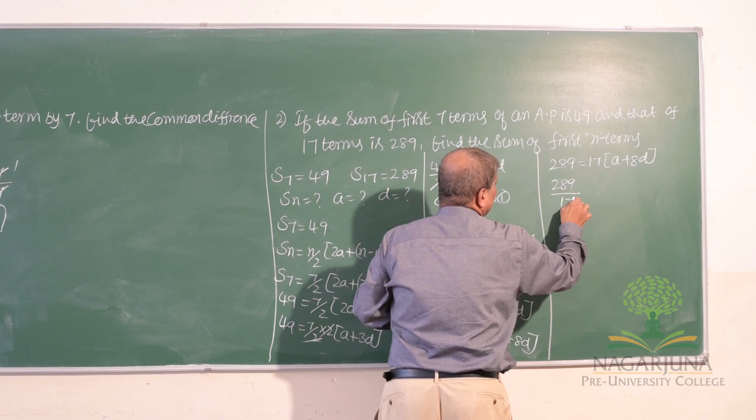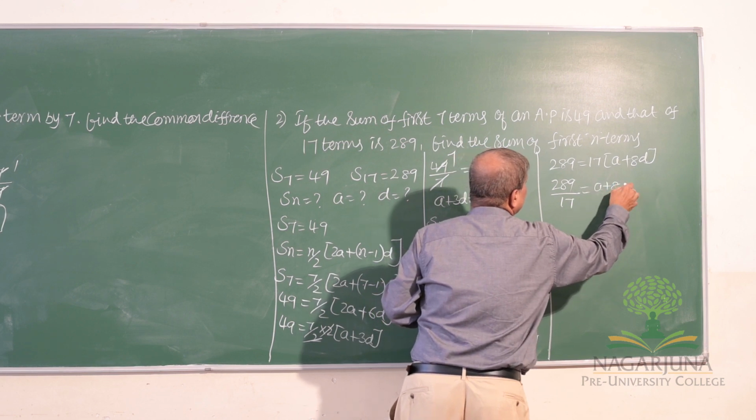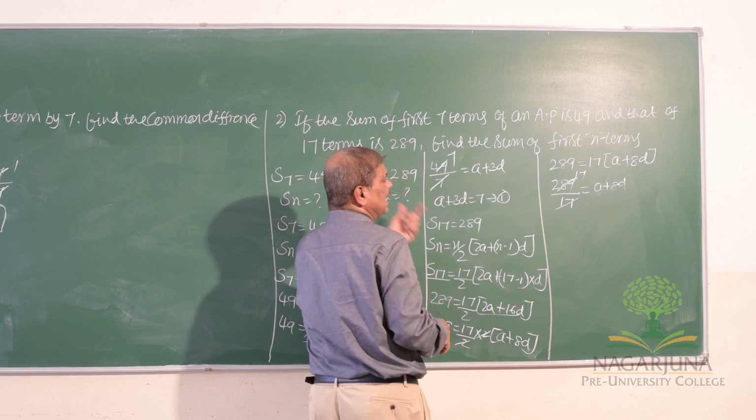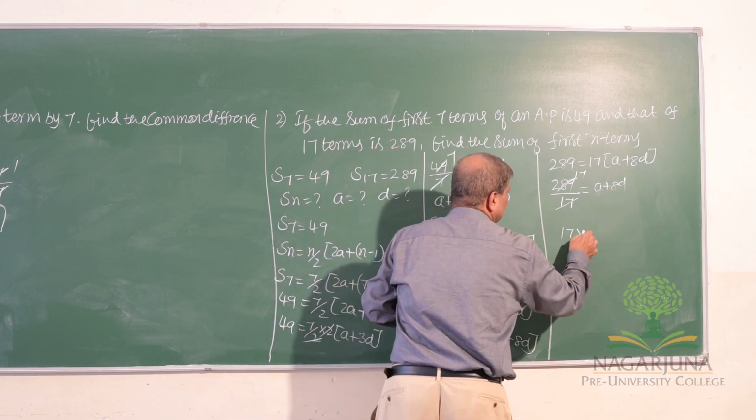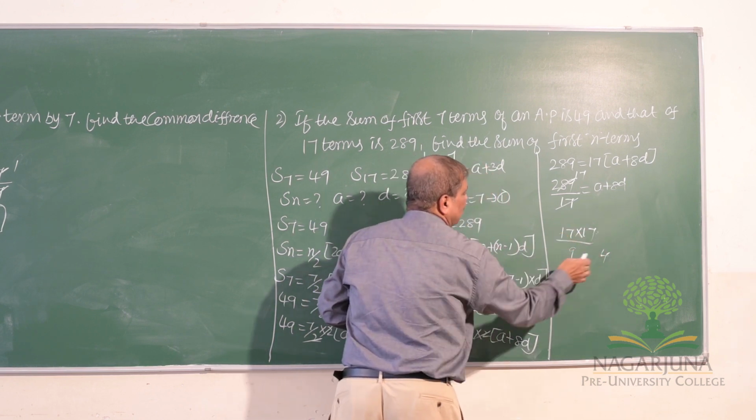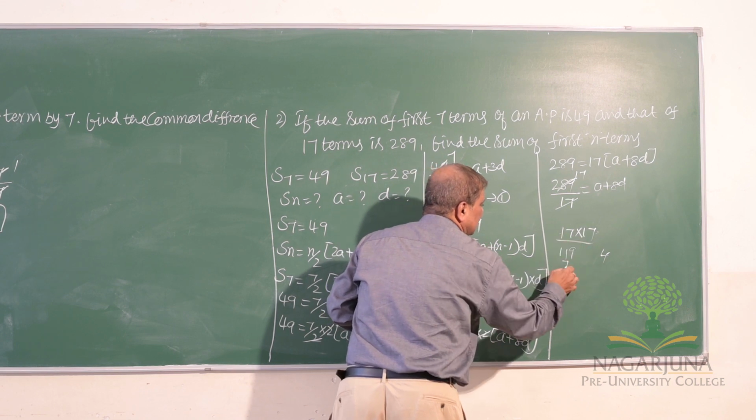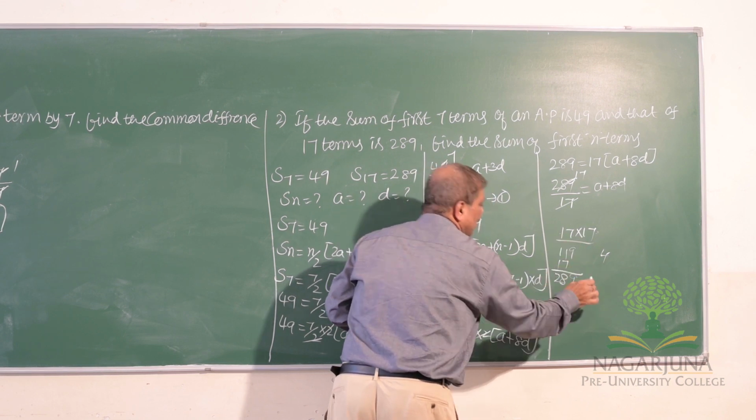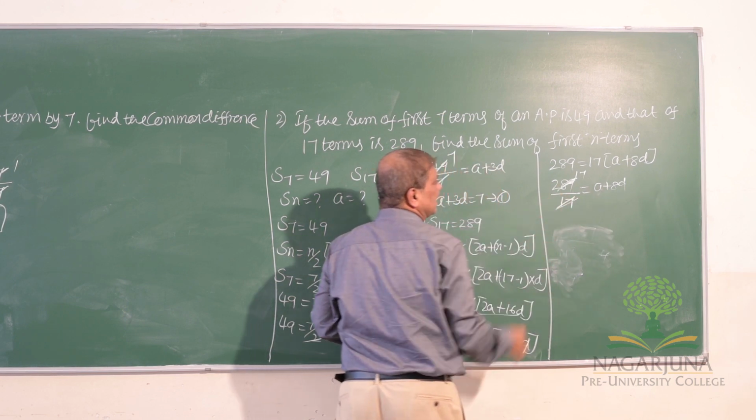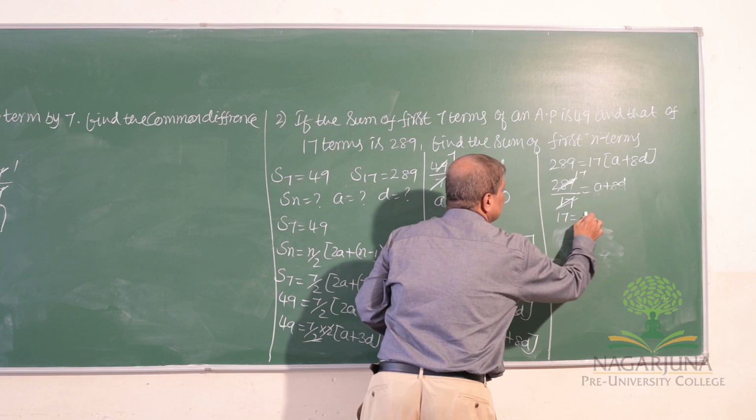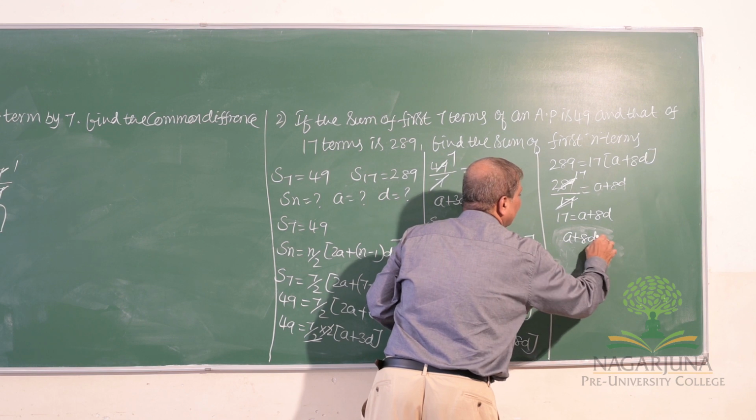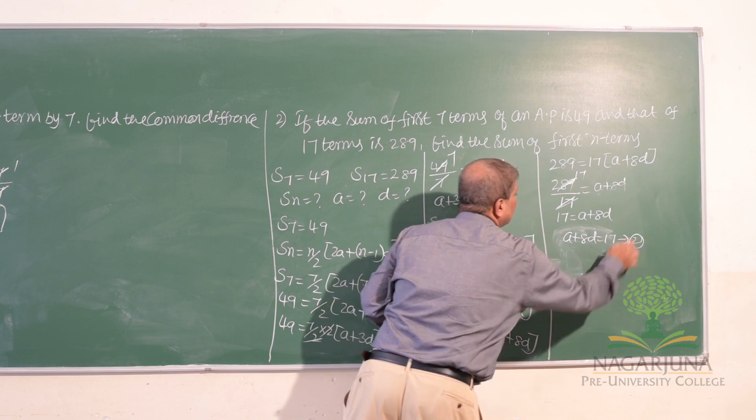289 divided by 17, then a plus 8d will be there. 17 times. Multiply 17 into 17: 7 sevens are 49, 4 carry, 7 ones are 7 plus 4, 11, 1 seven is 7, so 289. Then it cancels 17 times. 17 is equal to a plus 8d. A plus 8d equals 17, call this equation 2.